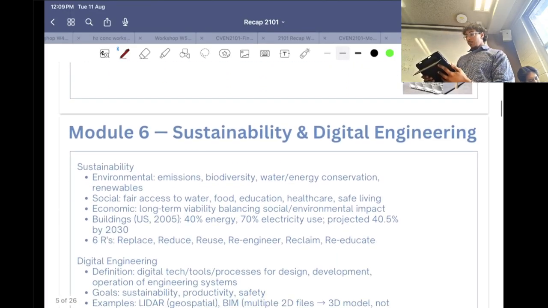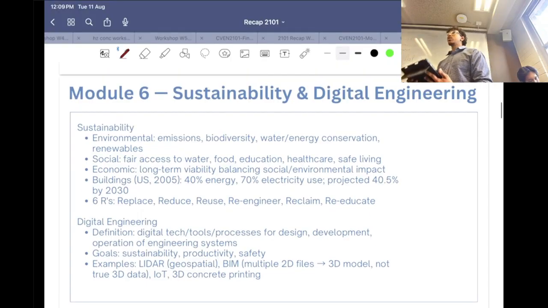Cool. Moving on to module 6. So this is a pretty short module. It goes by really fast. It's essentially on sustainability and digital engineering. On sustainability, it's mainly on the environmental aspects, so the emissions, biodiversity, water and energy conservation, and renewables.